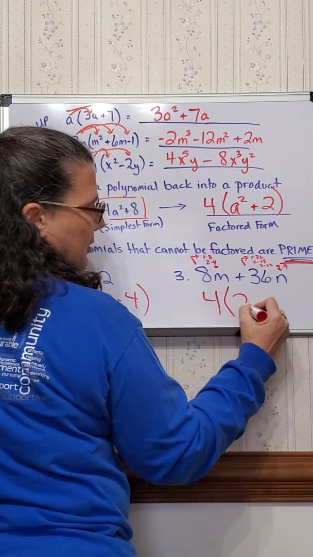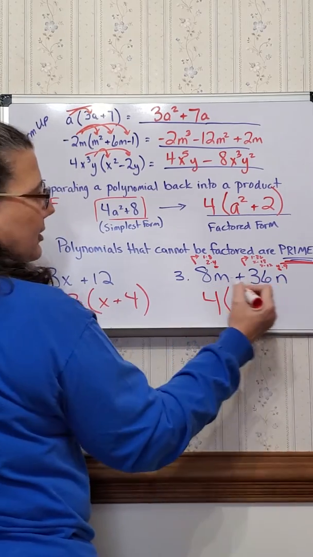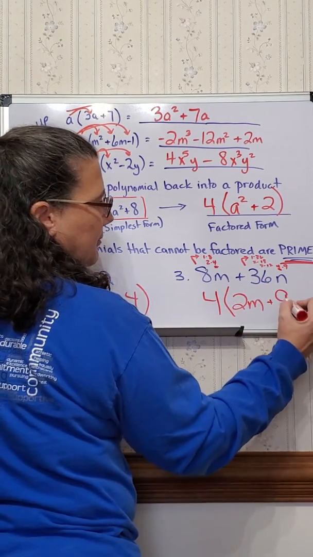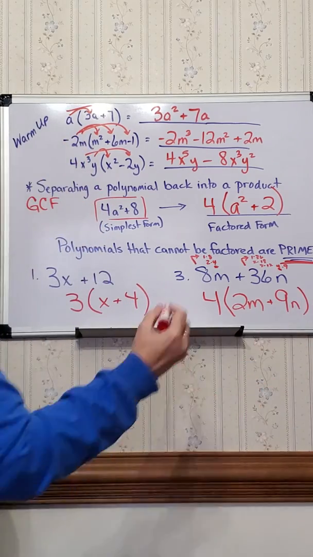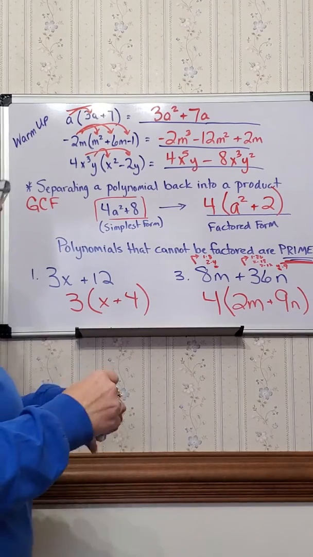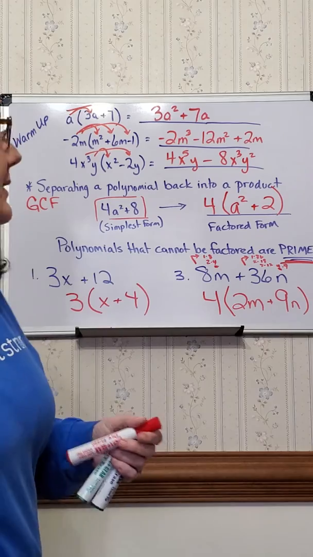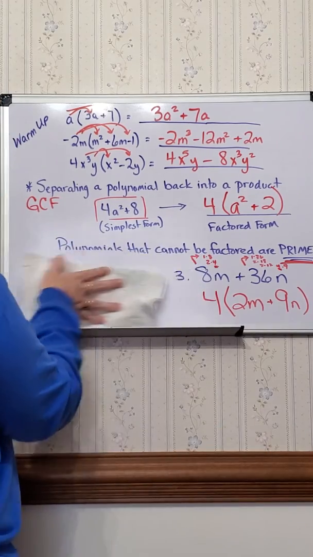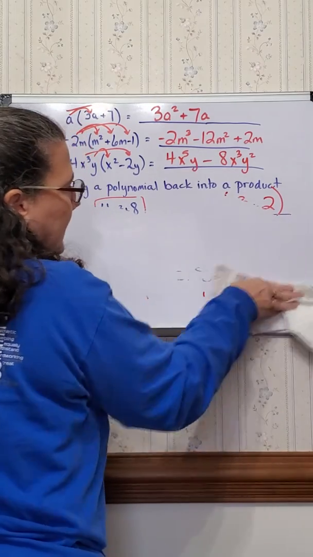8 divided by 4 is going to leave me 2. I'm going to bring down that m. 36 divided by 4 is going to leave me 9. And I bring down that m. And you should be able to multiply this back out and get what you originally started with. So that's a good way to check yourself, is just to kind of multiply it back and make sure you get the same thing. All right, let's go ahead and look at some examples on the back.